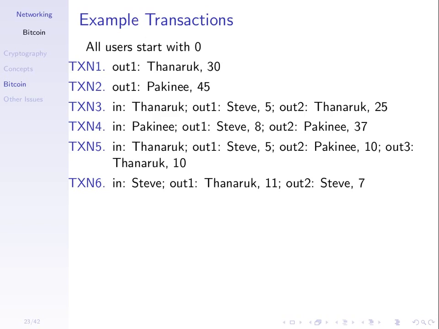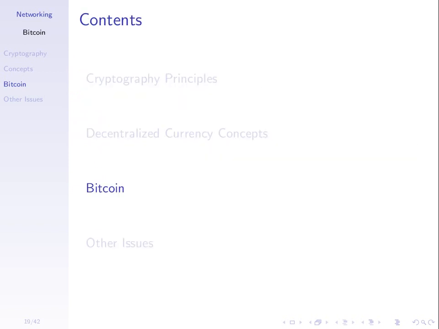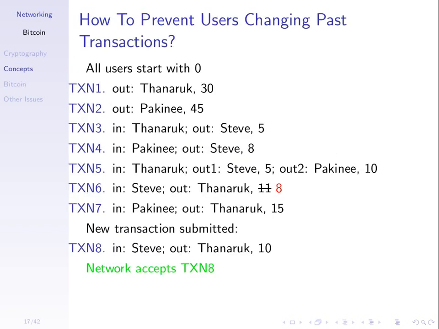But a special thing in Bitcoin is that every transaction must spend everything that comes in. Let's come back to one of the earlier slides. After transaction 2, what is Tanarak's balance? How much money does Tanarak have after transaction 2? Before 3, 4 and 5 have occurred, Tanarak has 30. So his balance is 30.